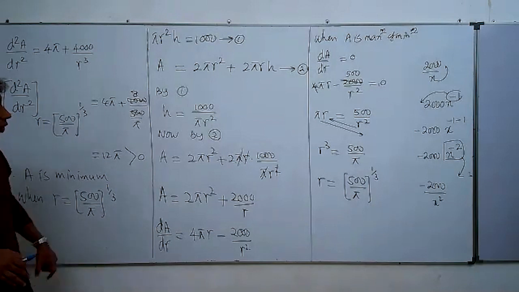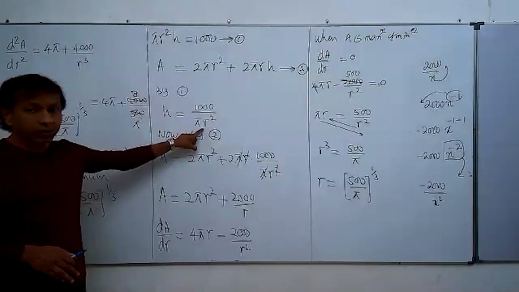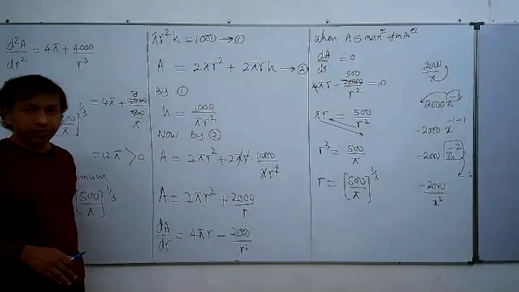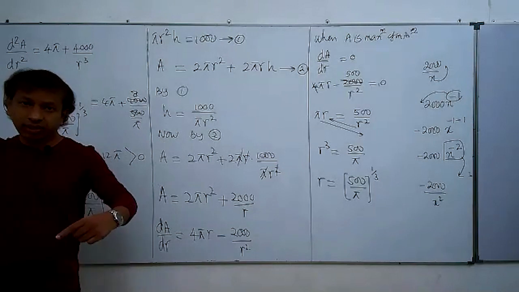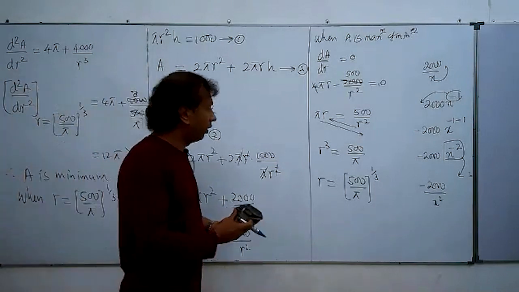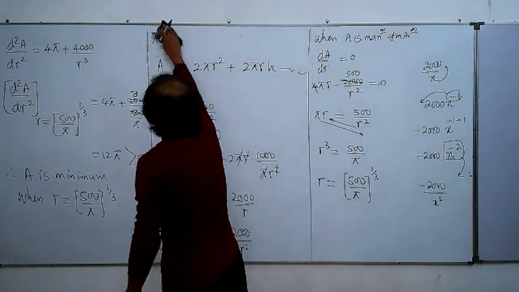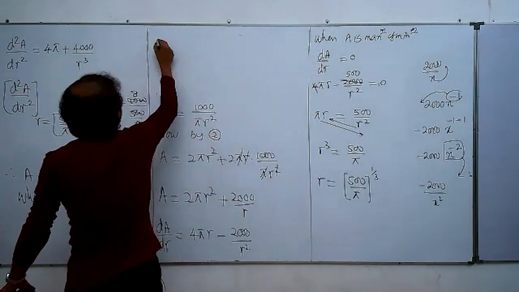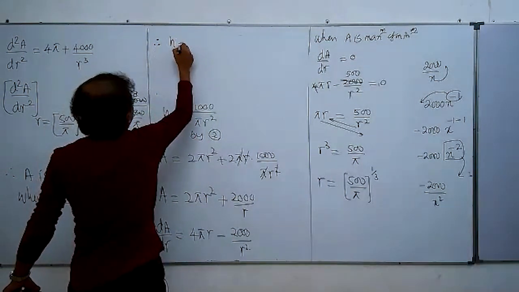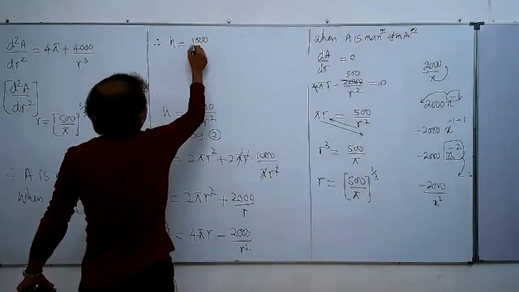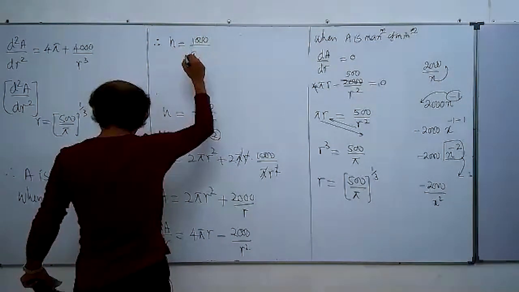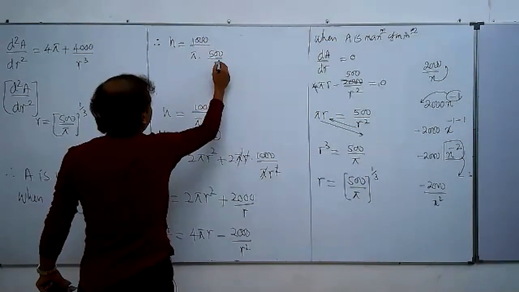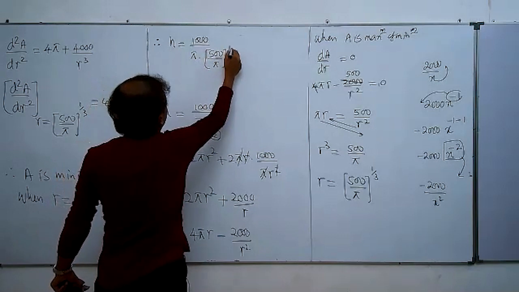Height can then be found. h is given by this, no? Its right hand side, r is replaced by this. Then we get h. The dimensions mean the r and h both. Right? Then you can write: therefore, h equals 1000 divided by pi times r squared, where (500 divided by pi)^(1/3) is r.